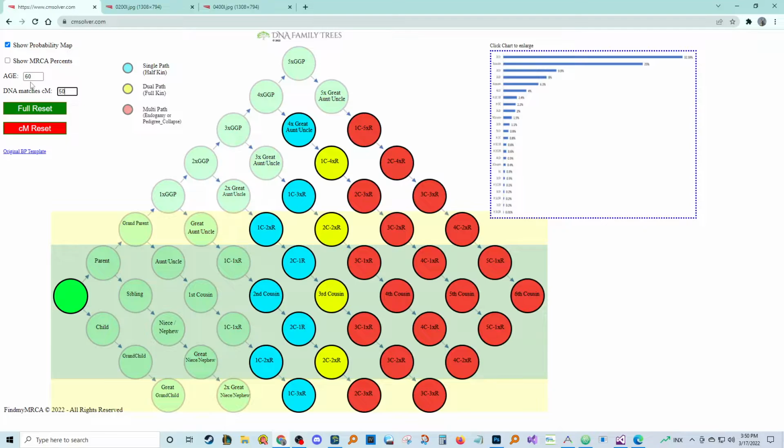Let's say I put in 50 centimorgans. Look at all these dots. All right, let's go back here and take away my overlay. Look at all the possible kinships. This is kind of what you get when you are using some other stuff. We do the probability map, and we've eliminated about half of those into the green. But look at these bars. We can tell that there's a few that really stick out.